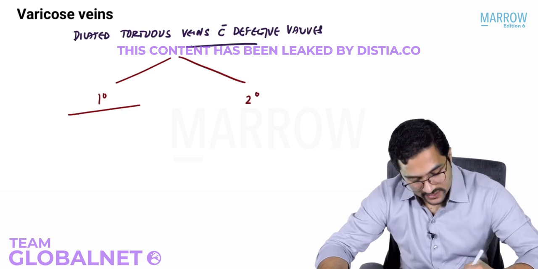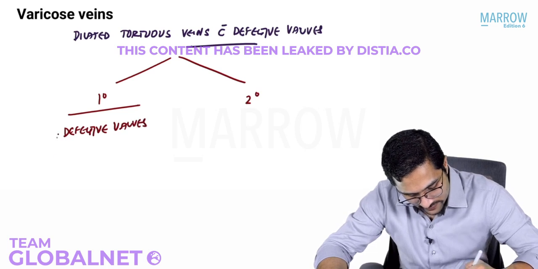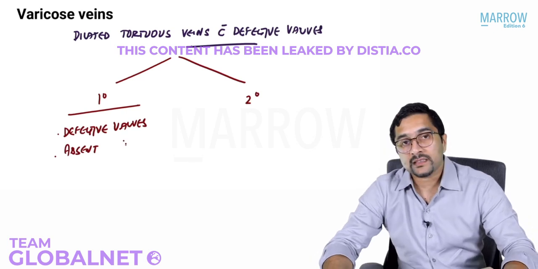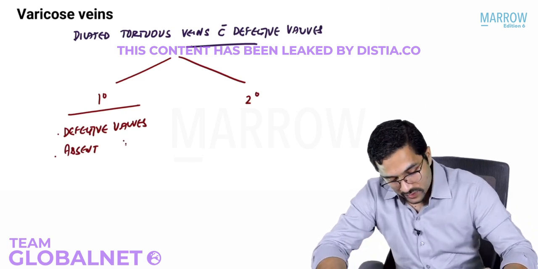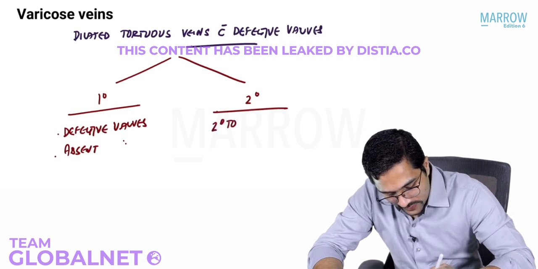Now, varicose veins can either be primary varicose veins or they can be secondary varicose veins. Primary varicose veins are seen in patients with defective valves or absent valves, congenital absence of valves. That is where you see primary varicose veins. Secondary varicose veins can be secondary to DVT.